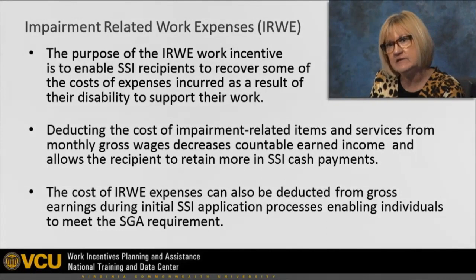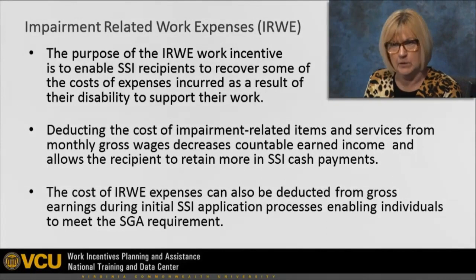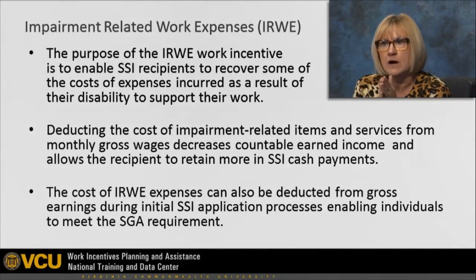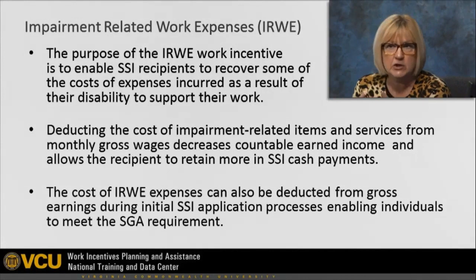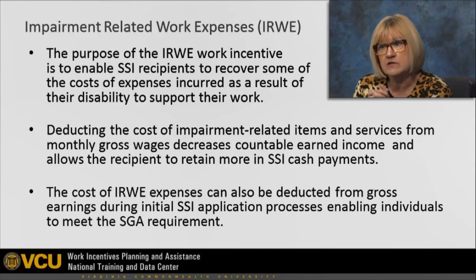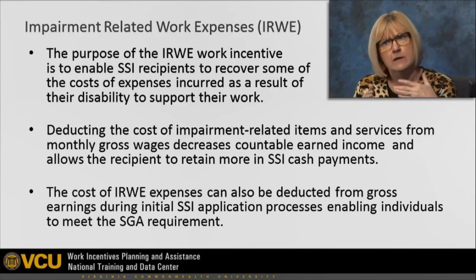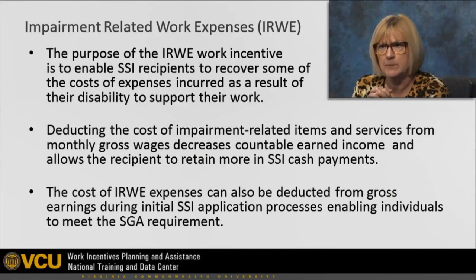All right, impairment-related work expenses. We've already covered these in lesson 3, I believe, and it's very similar. IRWEs are, there's a recognition within the Social Security system that some people with disabilities may have expenses that they incur because of their disability and because they're working. And these are expenses that a non-disabled individual would not incur. So it's only fair that those expenses be deducted off of a person's wages when Social Security is deciding how much to adjust that SSI cash payment.